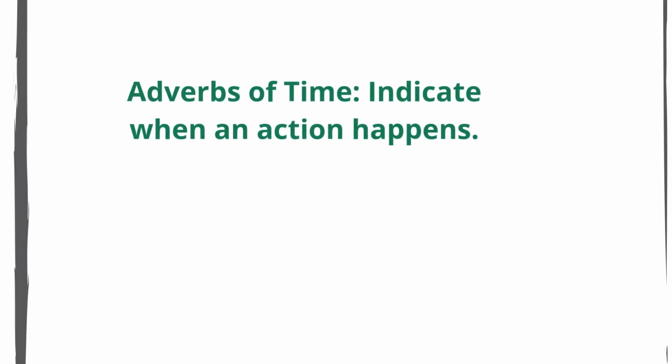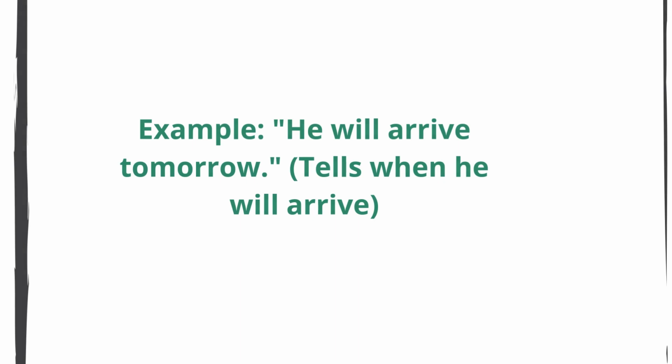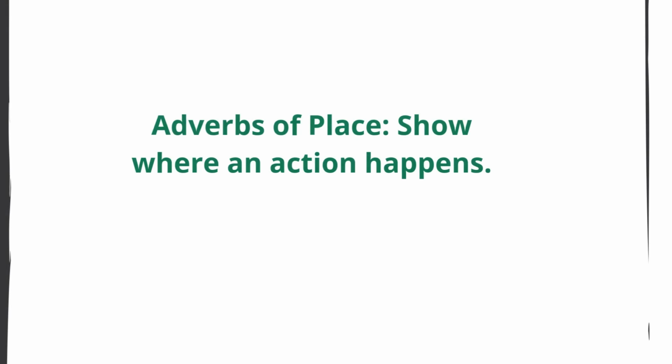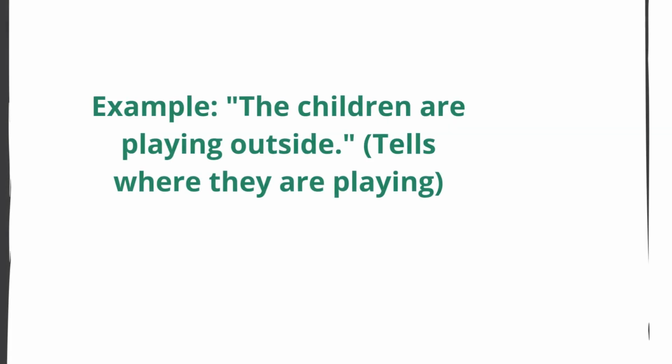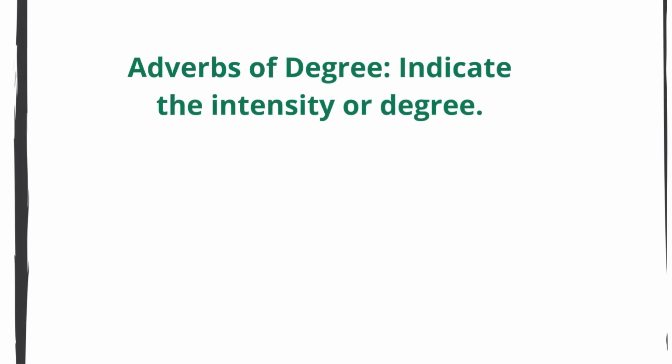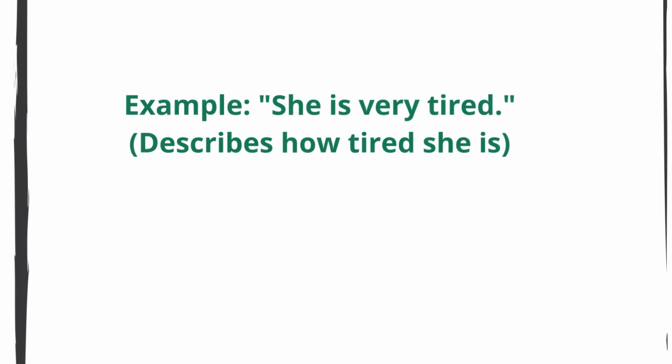Adverbs of time indicate when an action happens. Example: he will arrive tomorrow. Tells when he will arrive. Adverbs of place show where an action happens. Example: the children are playing outside. Tells where they are playing. Adverbs of degree indicate the intensity or degree. Example: she is very tired. Describes how tired she is.